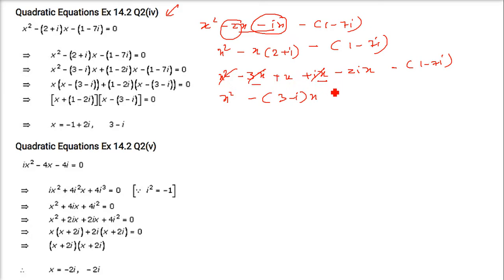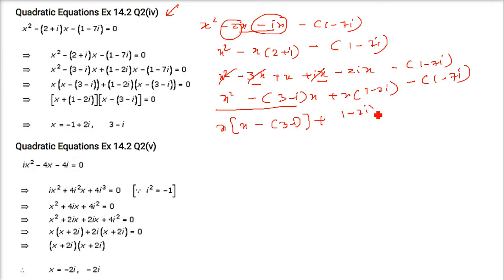This term I am taking x common. You get 1 minus 2i minus 1 minus 7i. From here I am taking x common: x minus 3 minus i. From here you are taking 1 minus 2i common. When you take common, what do you get here? You can just try it, 1 minus 7i divided by 1 minus 2i. You will get this term, 3 minus i. So you can write it as minus 3 minus i.